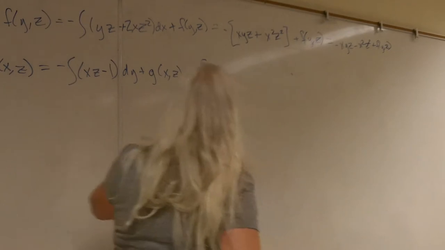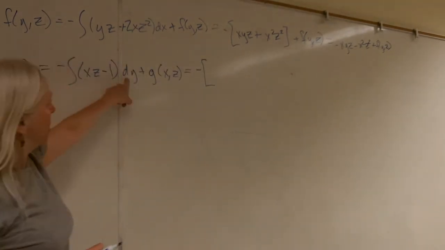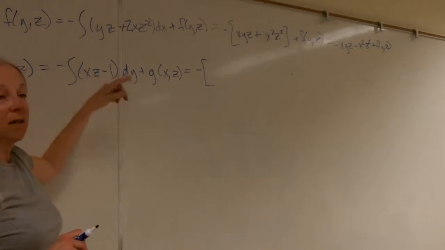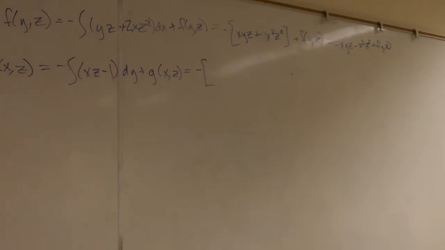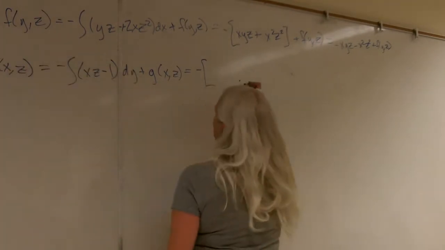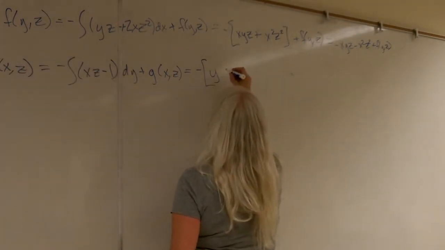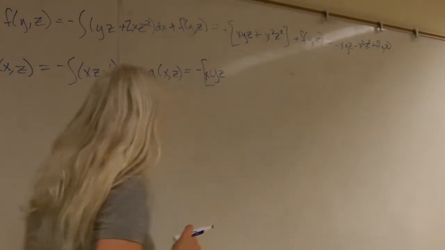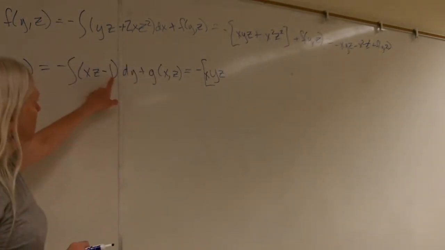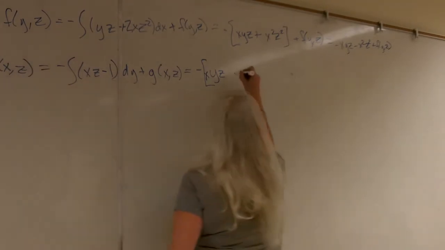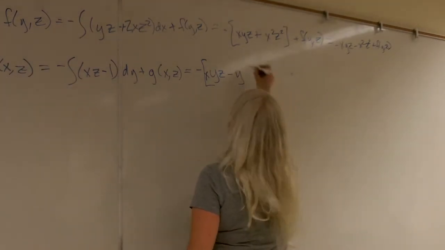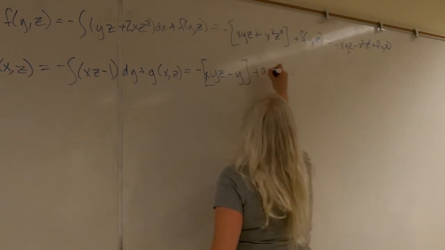Okay, so in this expression, now when we do this integral, we're integrating with respect to y. It means treat x and z like constants. Okay? So that gives us xzy, or xyz. Obviously, we can write them in any order. Minus 1, when we integrate minus 1 with respect to y, we get minus y, plus g of x and z.